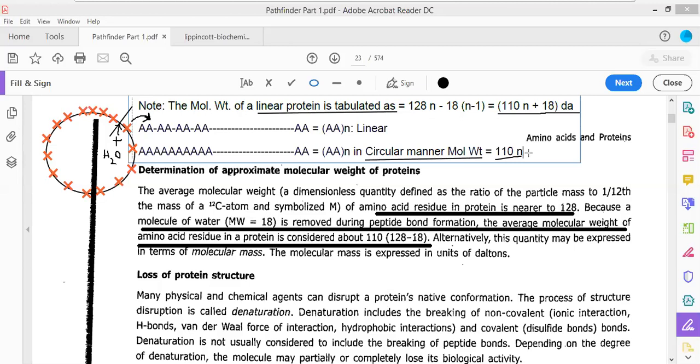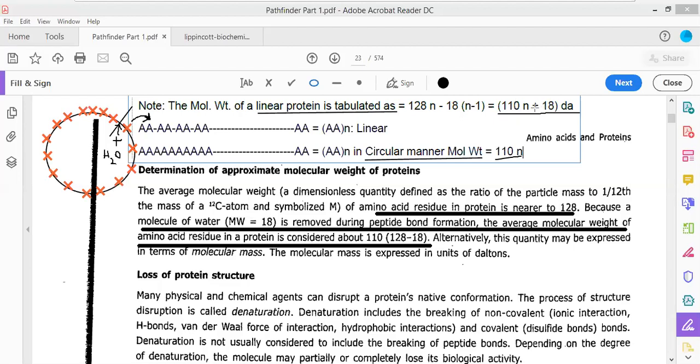Now you calculate the molecular weight of a 100 amino acid long glycine. When you are talking about glycine and the question designer talks about glycine, that clearly means the value of 110 will be altered. Glycine has a molecular weight of 75, and if it is going to form a polypeptide, 75 minus 18, that value will come here. So what would be that value? 57N.